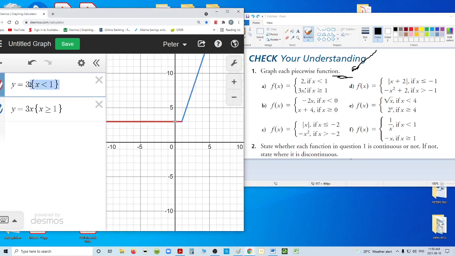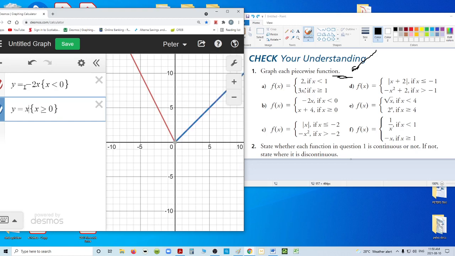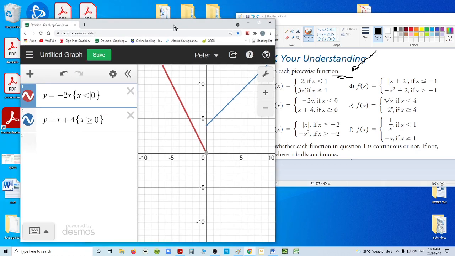But let's make sure. So we're going to put y is equal to -2x as our first line when x is smaller than 0. And when x is bigger or equal to 0, our new line is x plus 4. Boom, there's a huge gap. Sure enough, the red line ends at 0, and it should not include 0 when x is smaller than 0. It should not include 0.